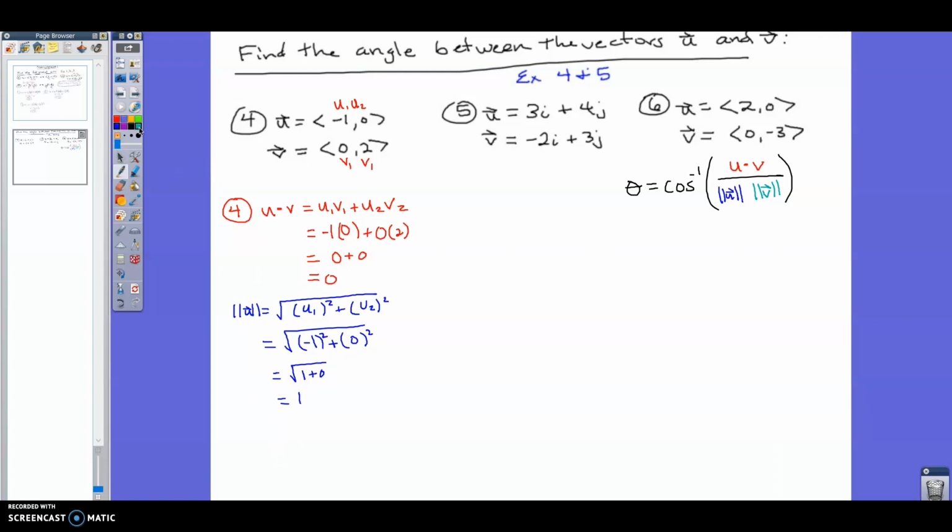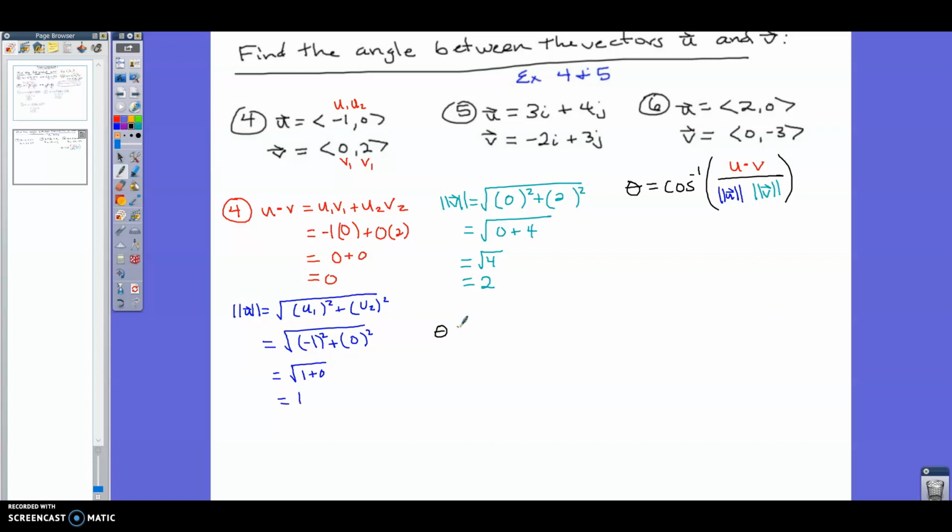Now we're going to do the same thing for vector v. We're going to find its magnitude. So we're going to take our x component, square it, our y component, square it, and we're going to take the square root of all of it. So the x component is 0, the y component is 2. So 0 squared is 0, 2 squared is 4. So we get the square root of 4, which simplifies to 2.